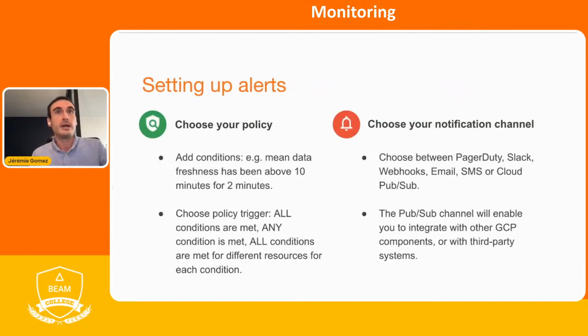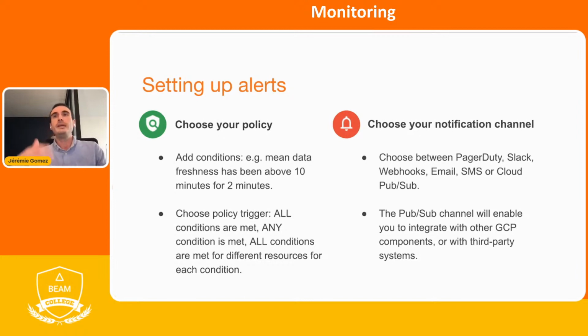And to finish, it's very important to set up alerts. When you set up alerts, you do two things. You choose your policy. So, for example, the mean data freshness has been above 10 minutes for 2 minutes. If this is the case, then please alert me. Then you choose a policy trigger, like all conditions are met, or any condition is met. And then you choose your notification channel.